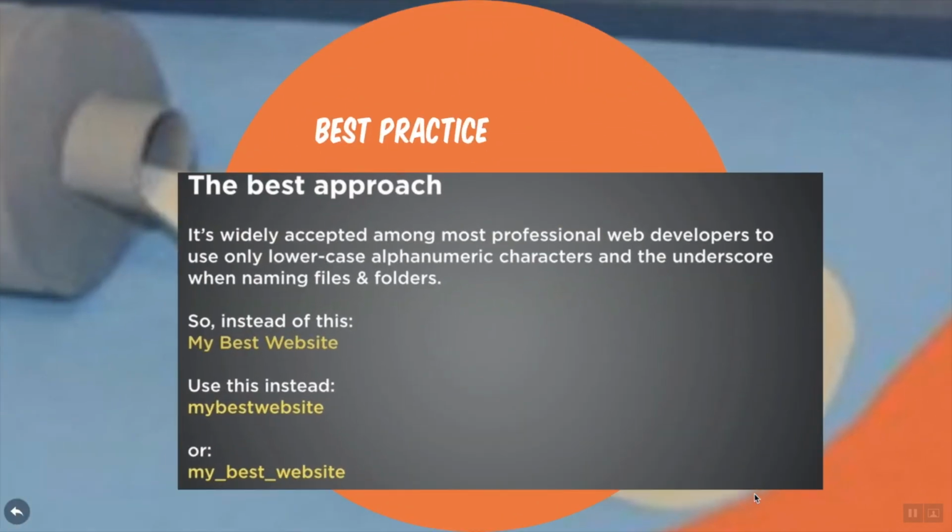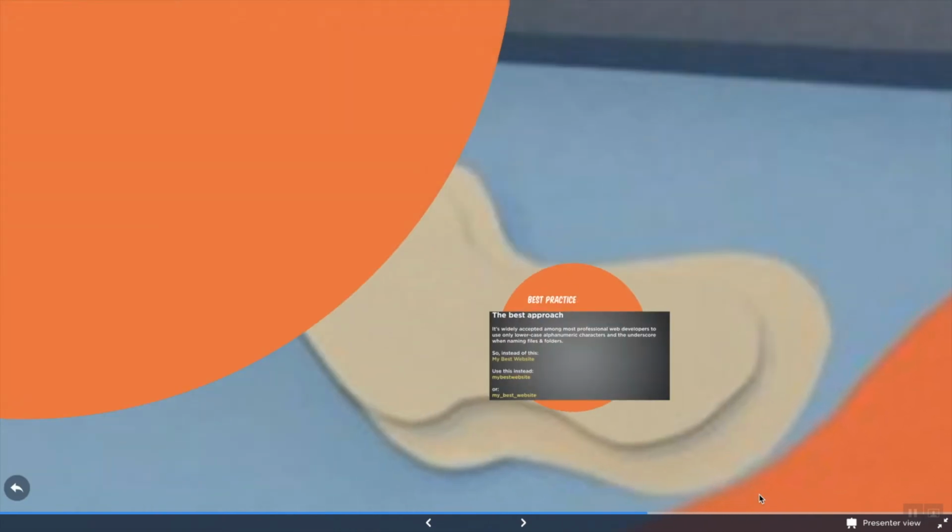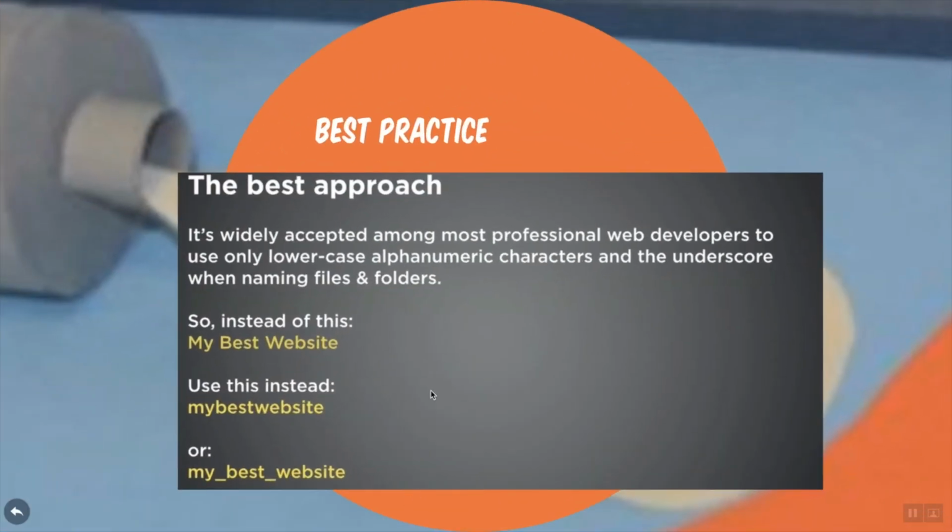Best practices. It's widely accepted among most professional web developers to use only lowercase alphanumeric characters and the underscore when naming files and folders. And it gives you examples there. Go back to the examples. You see mybestwebsite, or if you wanted to make that a little bit more word friendly, in many cases you can use my_best_website.